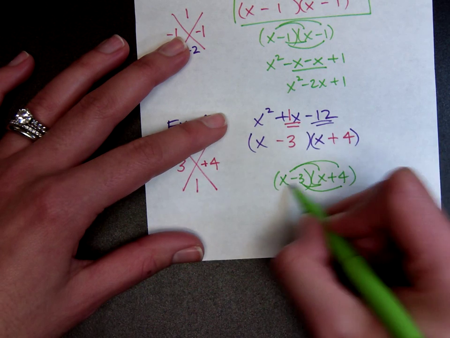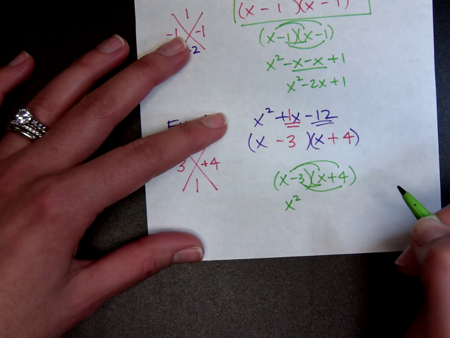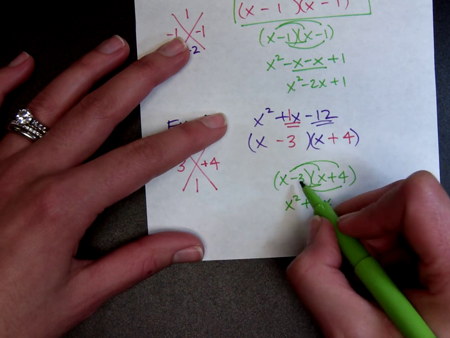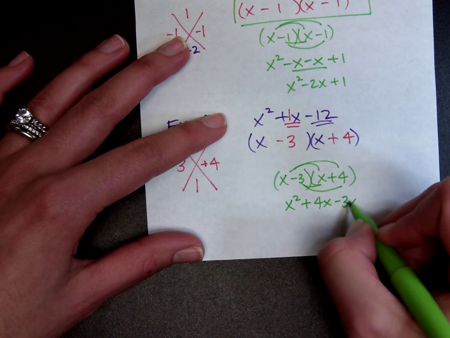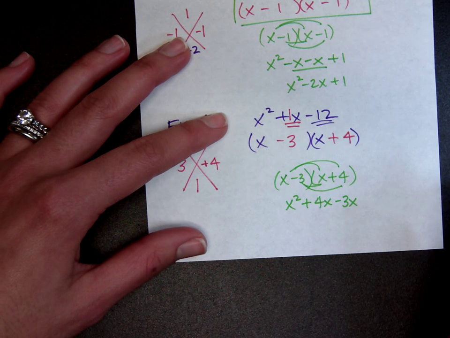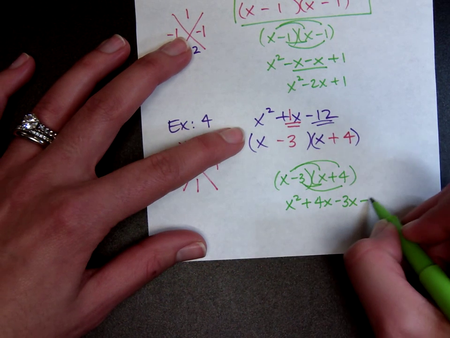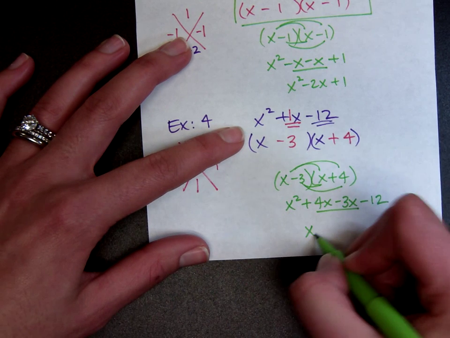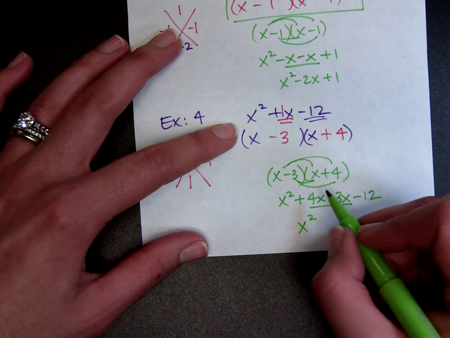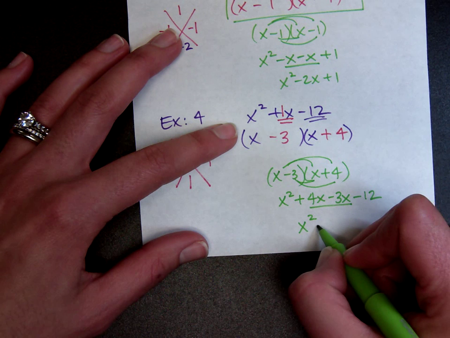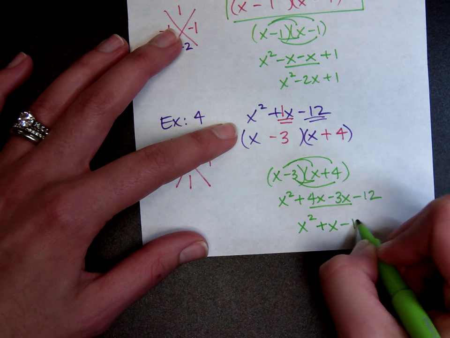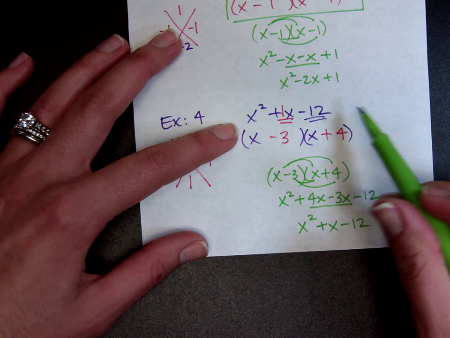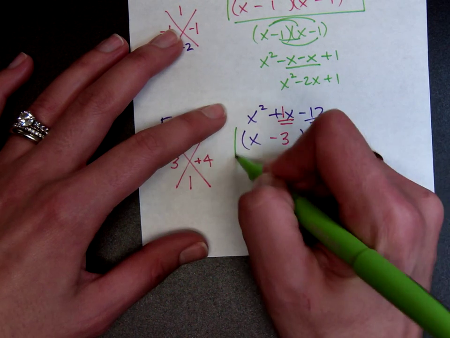X times x. X times 4. Negative 3 times x. Negative 3 times positive 4. Combine the middle. 4x minus 3x is positive x. Minus 12. Does that match our original problem? Yes, it does.